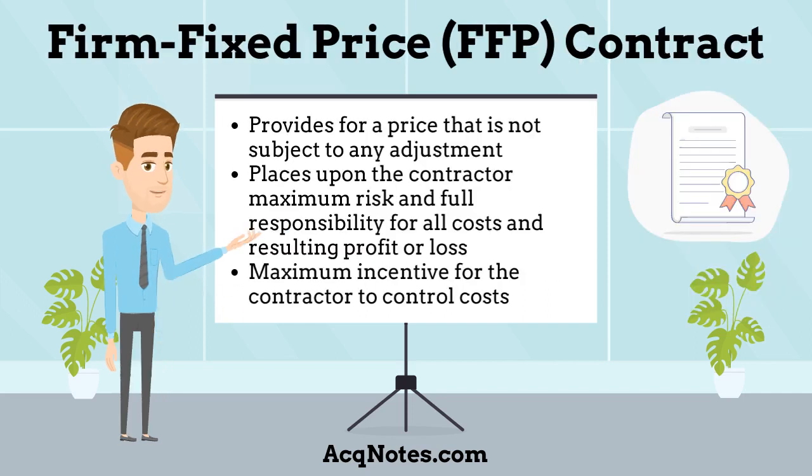The first type of contract is a firm fixed price contract. A firm fixed price contract, called FFP, provides for a price that is not subject to any adjustment on the basis of the contractor's cost experience in performing the contract. This contract type places upon the contractor maximum risk and full responsibility for all costs and resulting profit or loss. It provides maximum incentive for the contractor to control costs and perform effectively and imposes a minimum administrative burden upon the contracting parties.